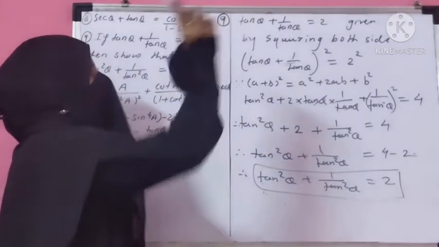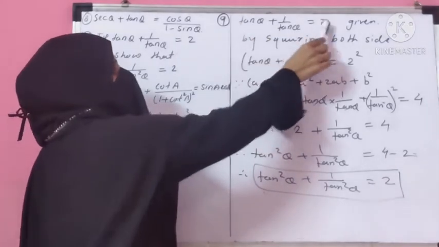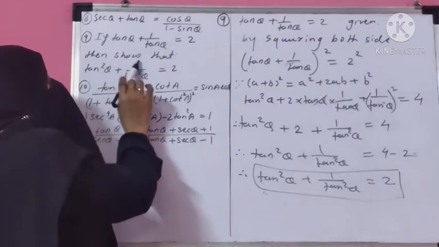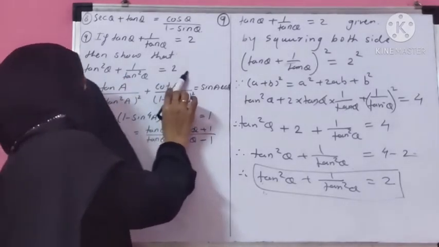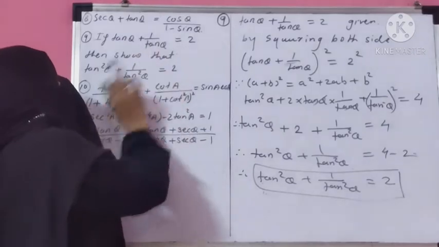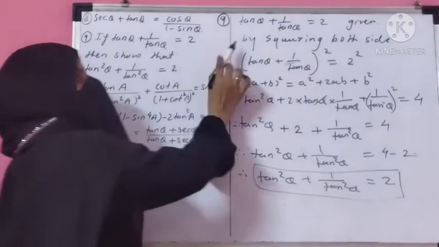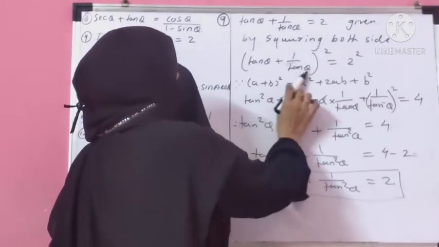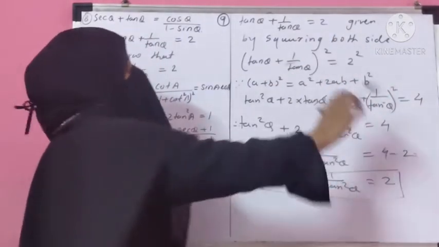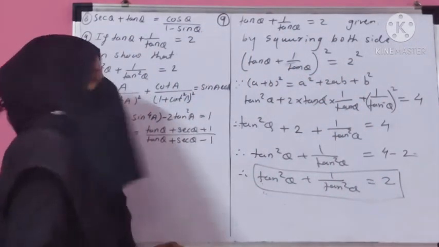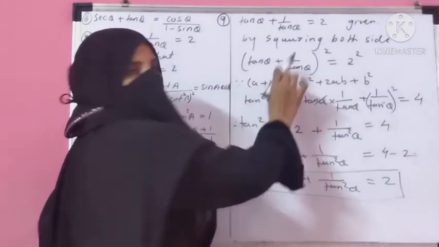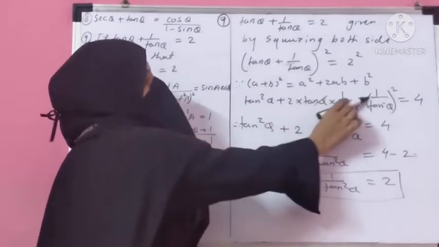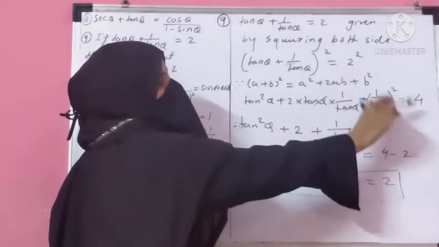Once again see here. Tan theta plus 1 upon tan theta is 2 is given, and we have to prove here tan square theta plus 1 upon tan square theta is equal to 2. We compare the given and to-prove parts, then we observe square. So that's why I square both sides. Left part square and 2 square, that means right hand side part square. So here we apply the formula of a plus b whole bracket square: a square plus 2ab plus b square is equal to 2 square, which is 4.